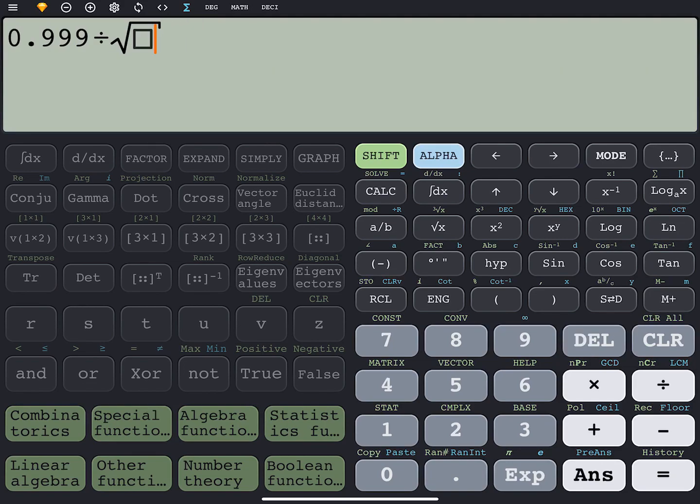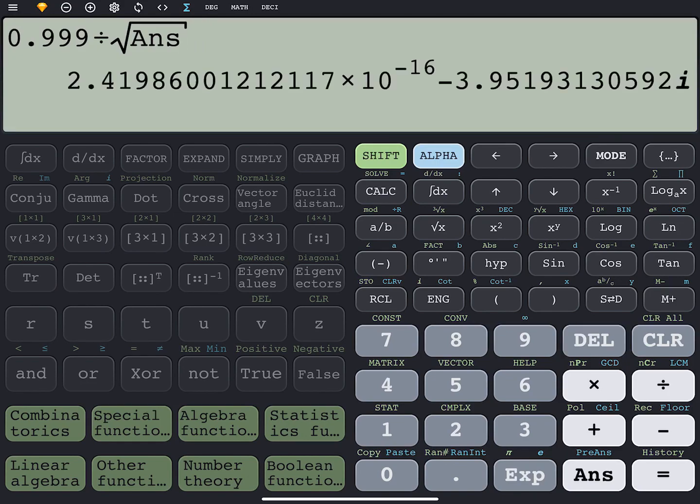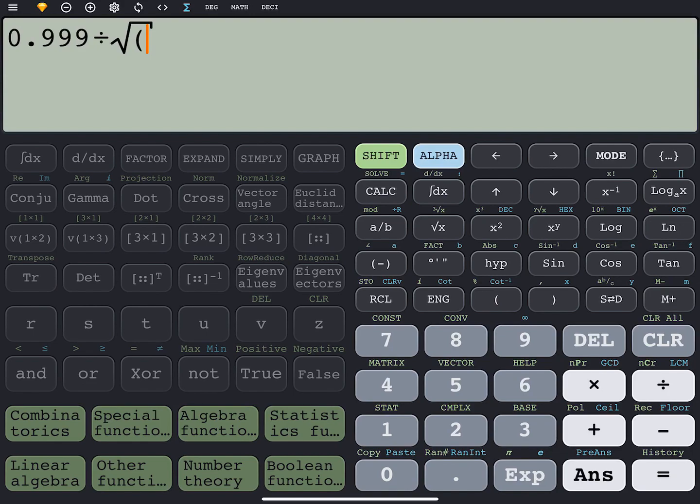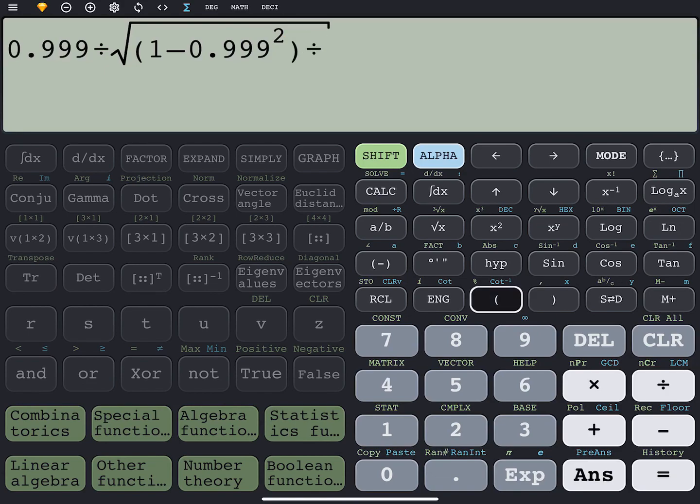Square root. And we should be under the radical now. No. Parentheses. Good. I guess I have to do it that way. All right. Parentheses of what? 1 minus 0.999. That is so irritating. Second power. Close that. Divided by another set of parentheses. You guys see that there?